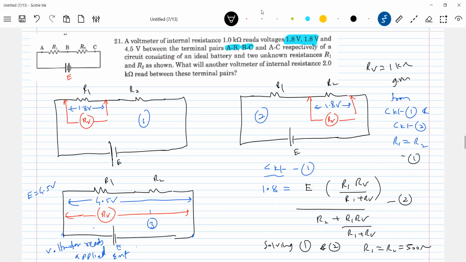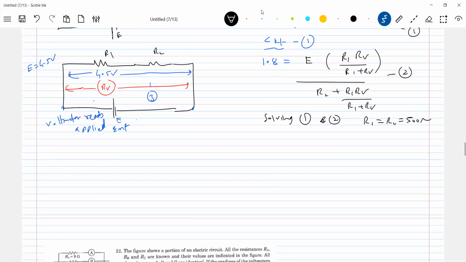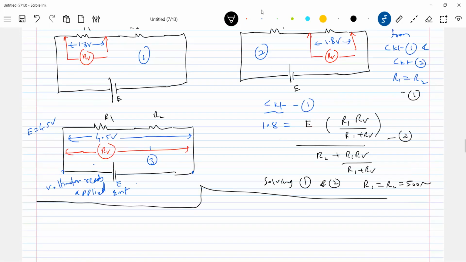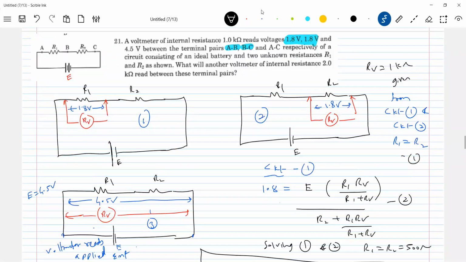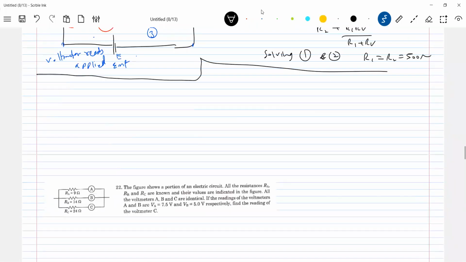Okay, there's the problem. So now what I'm going to do, I'm going to bring another voltmeter which is having 2 kilo ohm. I think the problem is very simple, no? The second part of the problem is saying, what will be the reading of another voltmeter of 2 kilo ohm resistance between these terminal pairs? It is some other voltmeter. We know R1.